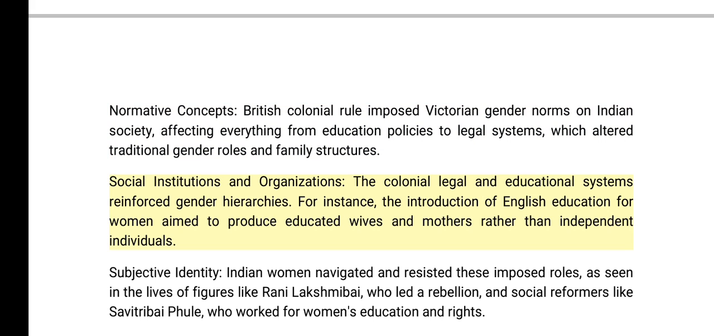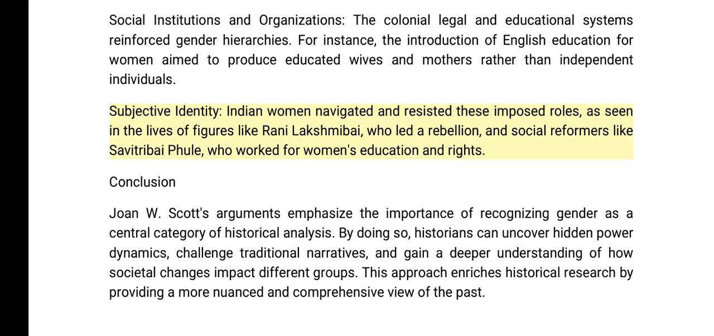Social institutions and organizations. The colonial legal and educational systems reinforced gender hierarchies. For instance, the introduction of English education for women aimed to produce educated wives and mothers rather than independent individuals. Subjective identity. Indian women navigated and resisted these imposed roles, as seen in the lives of figures like Rani Lakshmibai, who led a rebellion, and social reformers like Savitribai Phule, who worked for women's education and rights.